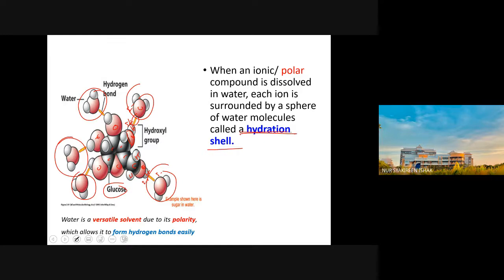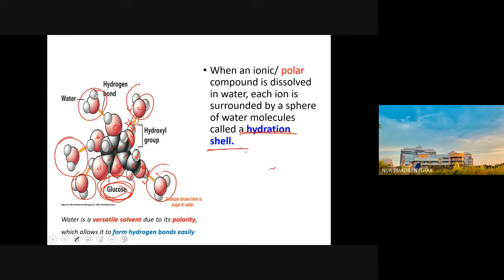Hydration shell. So any solute that can dissolve in water, it is because of what? The water molecules surround the solute molecules. The solute we focus on in this slide is glucose. Glucose is a polar molecule. It says here, when an ionic or polar compound is dissolved in water, each ion is surrounded by a sphere of water molecules called a hydration shell.